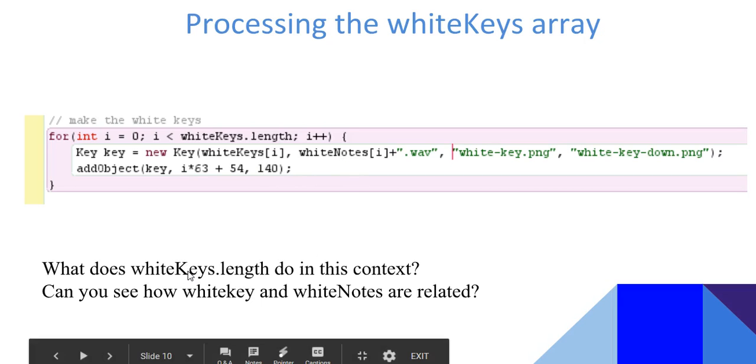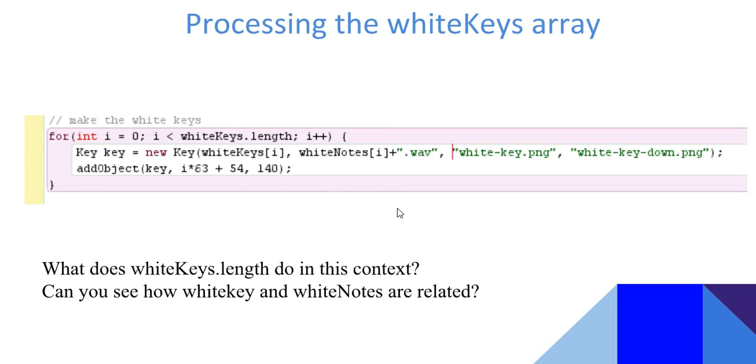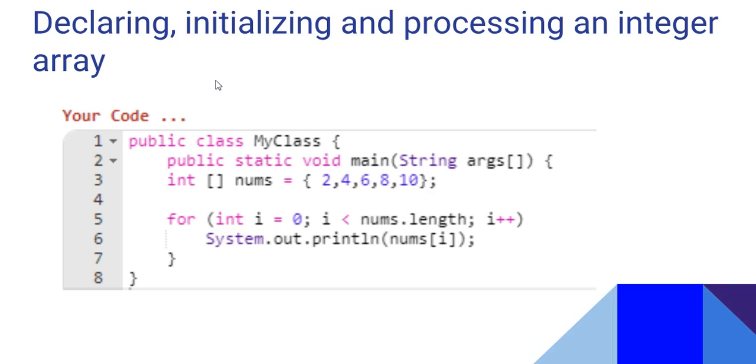And so whiteKeys.length makes sure that we process all the keys. And then whiteKeys and whiteNotes are related by what we call the index right here. When you declare and process an integer array, this is something similar. It's just an integer list, and you can process it the same way that I did with the strings. The only difference is you use the keyword int over here on the left-hand side. So you have an integer array. So again, you have the data type, you have the brackets to indicate it's an array, then you have the name, and then you have your initialization list.